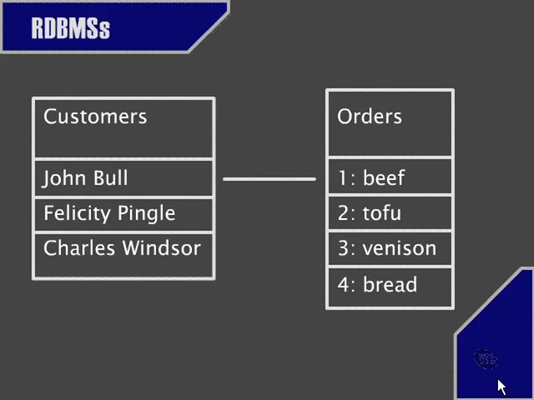So John Bull bought the beef, Felicity Pingle bought the tofu, Charles Windsor bought the venison, and because the shop attendant is not writing down the name but simply referring to the entry already in the customers table, there's no chance of an error. John Bull is connected with the bread order as well. So we can see that this is a much more effective system than the flat file system we examined before. In our next movie, we're going to take a look at the ways in which a database is actually structured.